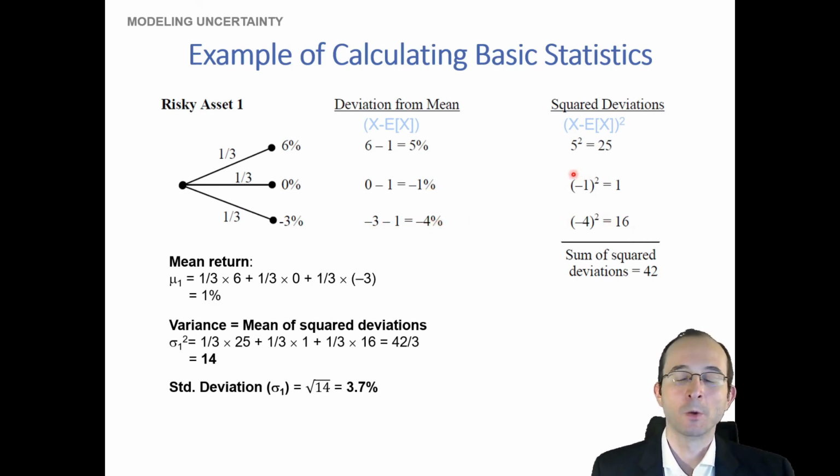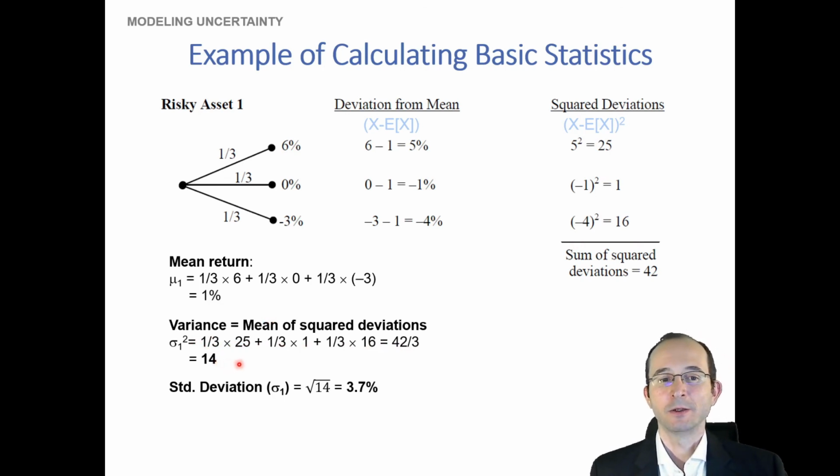Now, we actually don't want these to be signed, so we're going to square them to capture their overall magnitude and emphasize bigger outliers. So 5 squared is 25, -1 squared is 1, -4 squared is 16. And if we then take the probability weighted sum of these three, we get 14. And then the standard deviation is the square root of variance, or 3.7%.